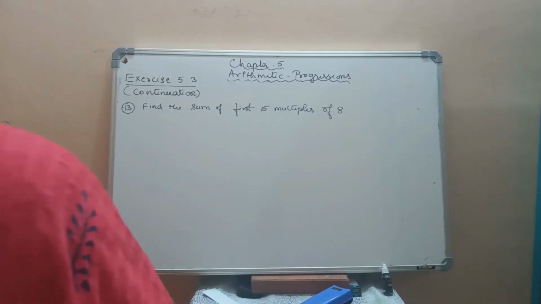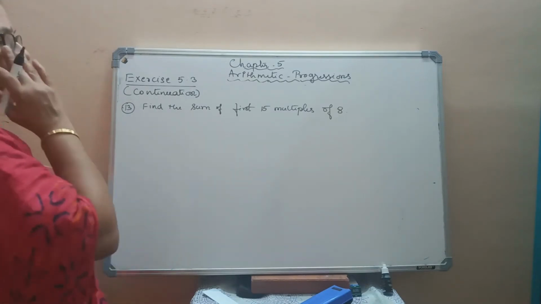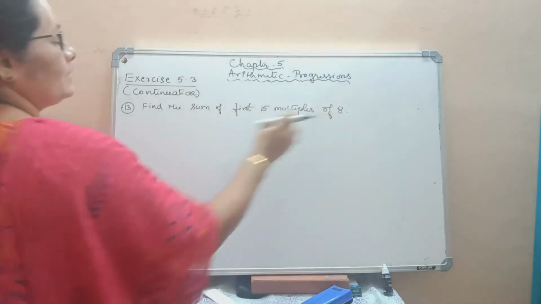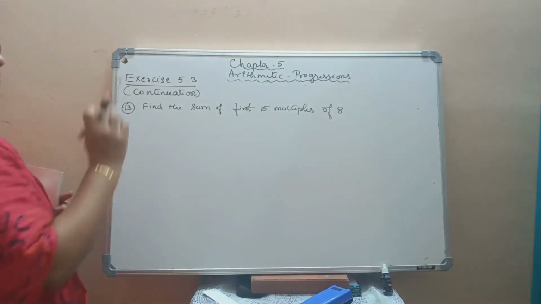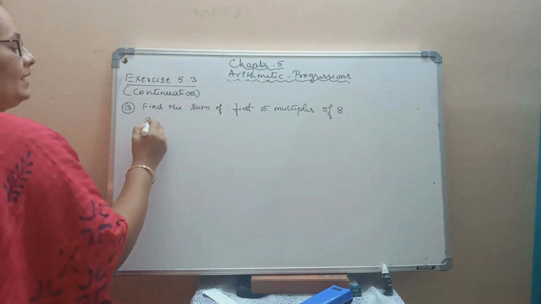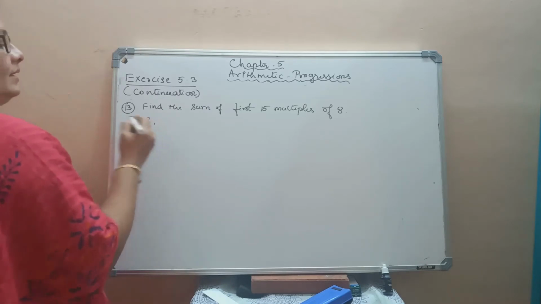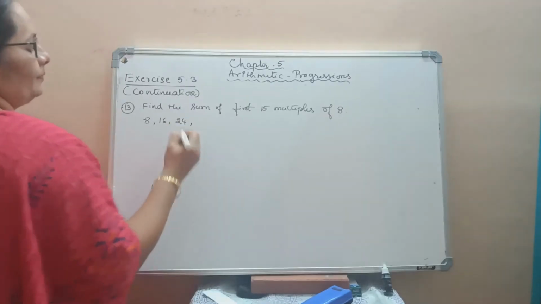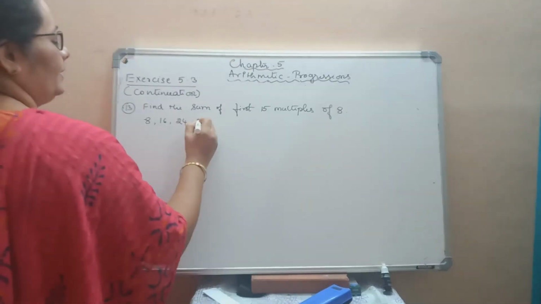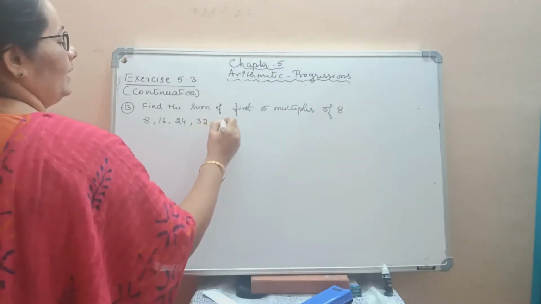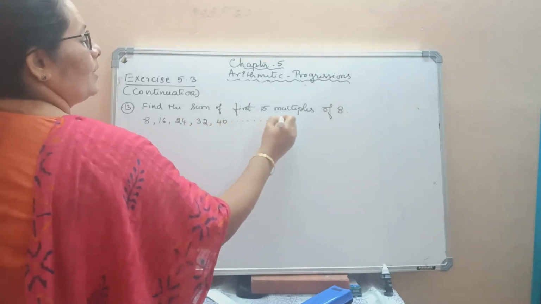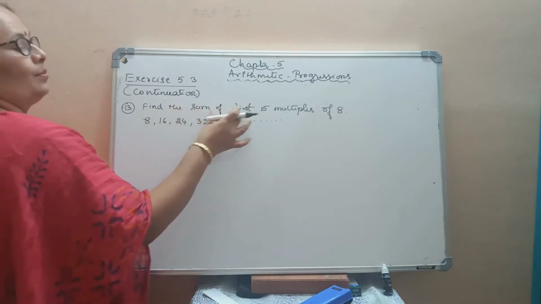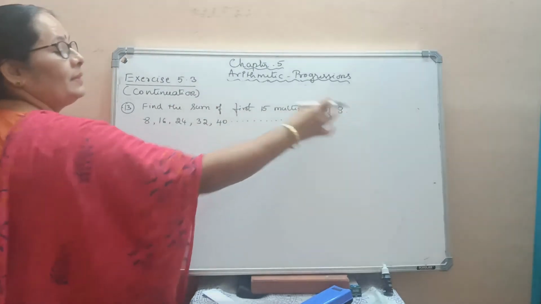Next, question number 13. Find the sum of first 15 multiples of 8. First 15 multiples of 8. So, the first multiple of 8 is 8. The next multiple is 16, 24, 32, 40, and so on. So, you need to find the sum of first 15 multiples of 8.